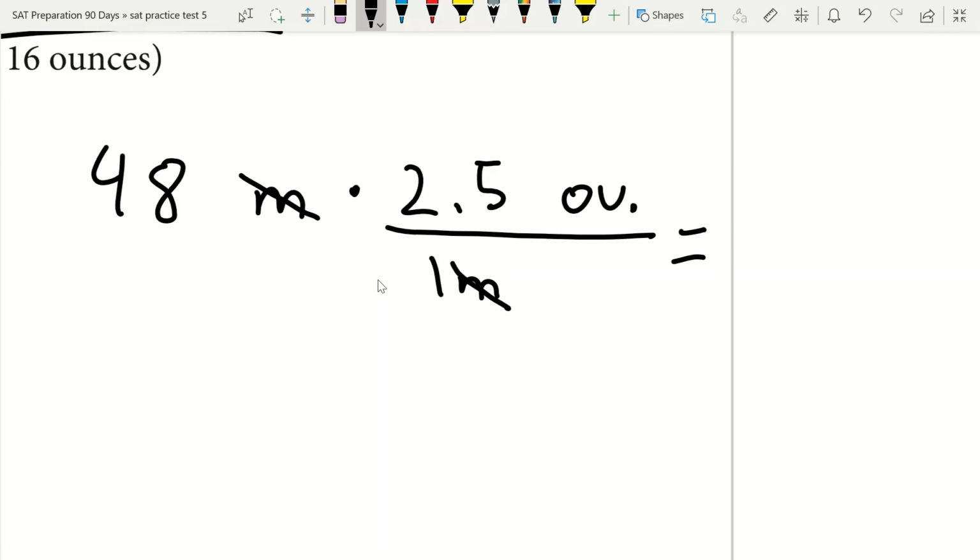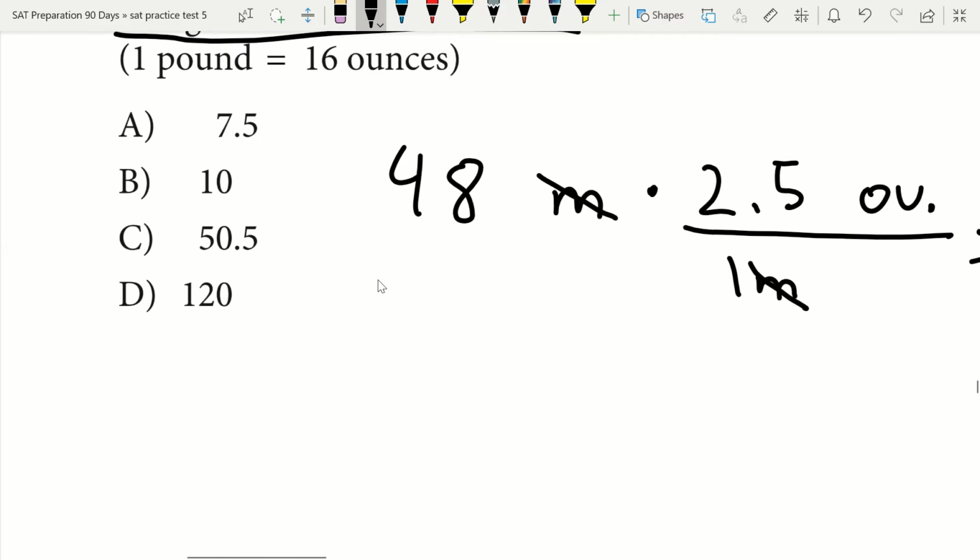When we plug in 48 times 2.5 in our calculator, because this is on the with-calculator section, we're going to end up with 120 ounces. Now we take that 120 ounces because we have to answer in pounds. D is incorrect because we have to answer in pounds. So we have 120 ounces.